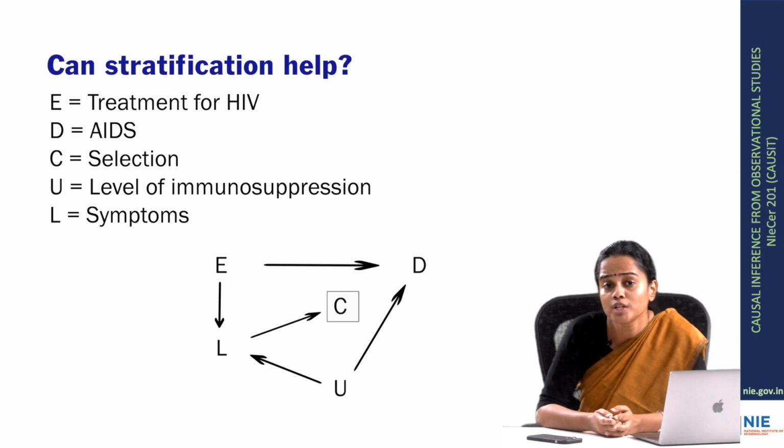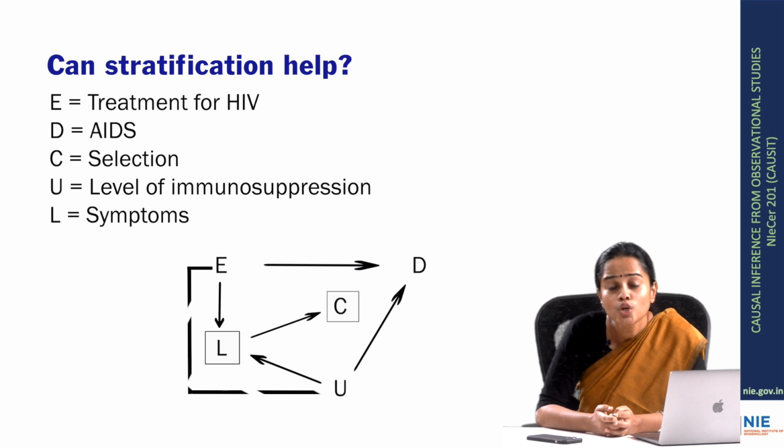So you cannot repeat what we did in the previous instance. You cannot condition on L here. What will happen if you condition on L? Because L is a collider in this case, by conditioning on L, by stratification or by matching or any such measure, you will be opening up a pathway E, U and D. This is an inadvertent side effect of conditioning on a collider L.